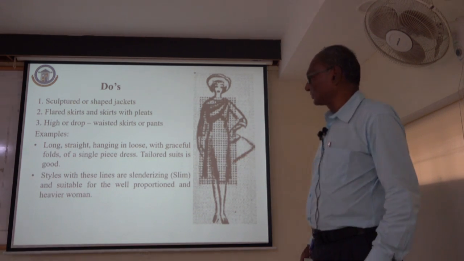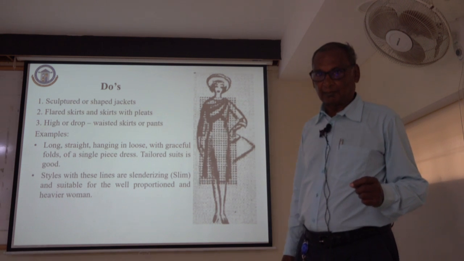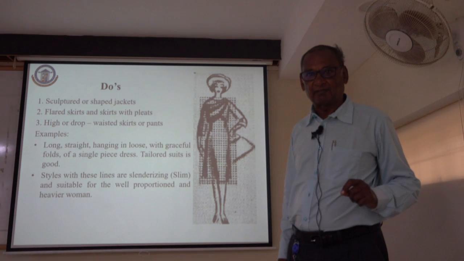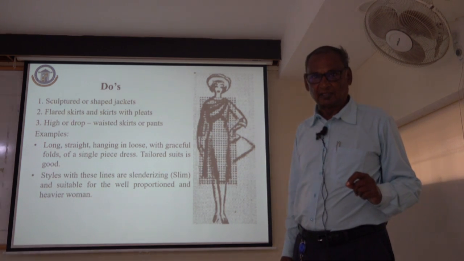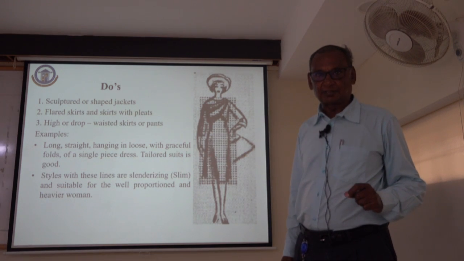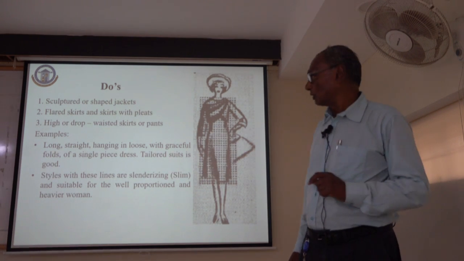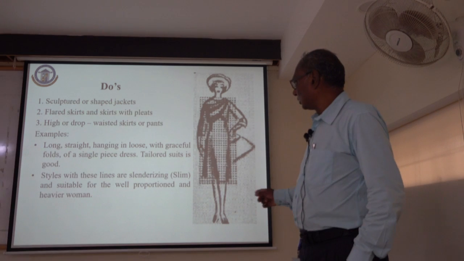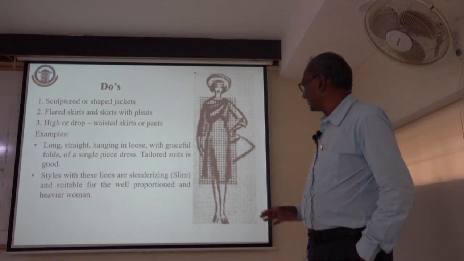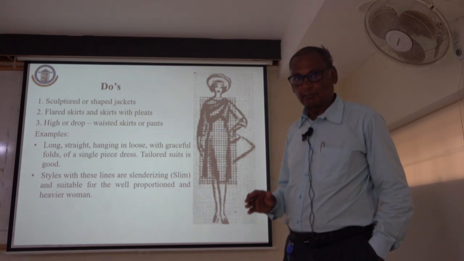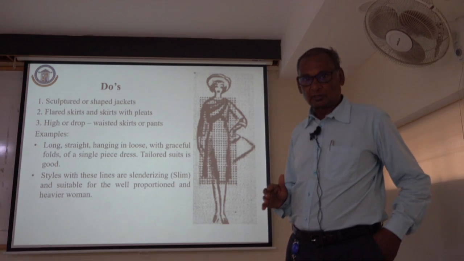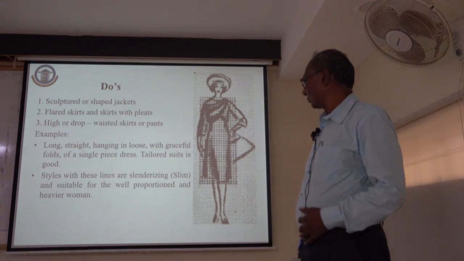High or drop waisted skirts and pants. If they are wearing a pant or a skirt, the waistline should not be on a normal waistline. It must be 1-3 inches below the navel or just above the navel. That is what suits them. Examples are long, straight, hanging, loose, graceful folds. A single piece dress is much suited for this type, or tailored suits. So any single piece dress is suitable.